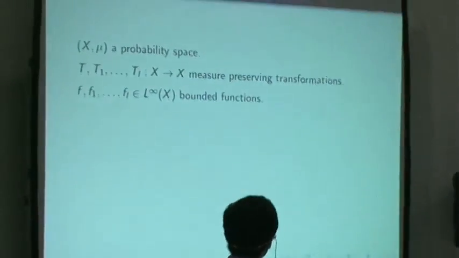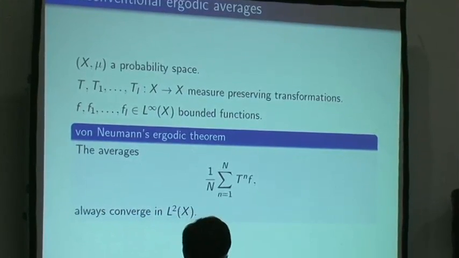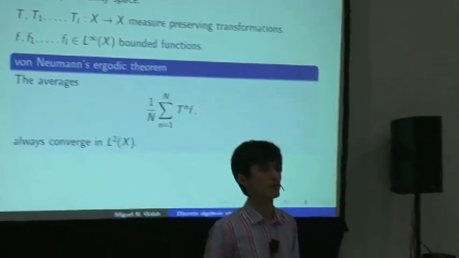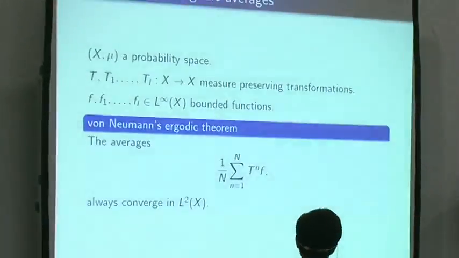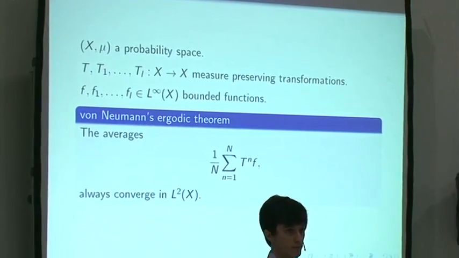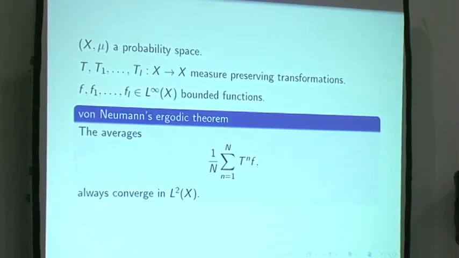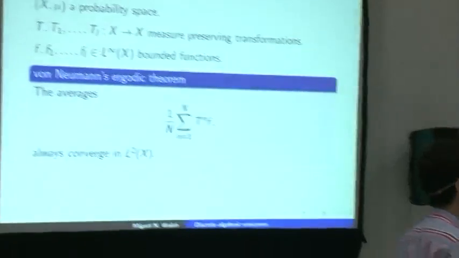The basic theorem, arguably the basic theorem in ergodic theory, is von Neumann's mean ergodic theorem. This says that if you take the classical ergodic averages, so you take some function and some measure-preserving transformation, and you average this function along the orbit, then these averages always converge in the L2 norm. This is one of the fundamental results of ergodic theory. Non-conventional ergodic averages are about understanding how far this can be generalized when dealing with several functions or several transformations, how much of this kind of rigidity holds.